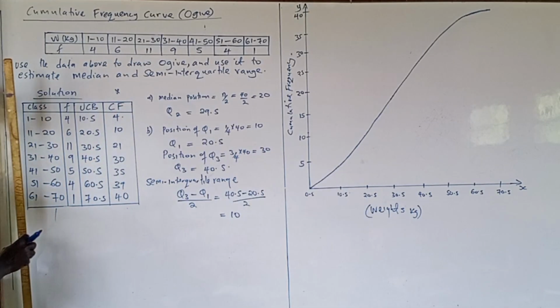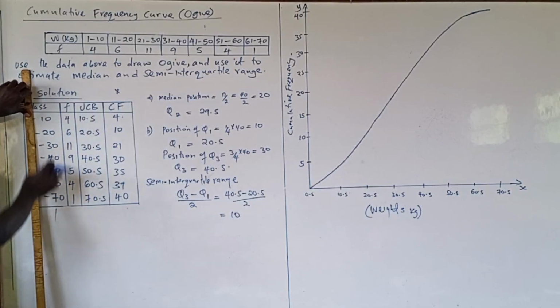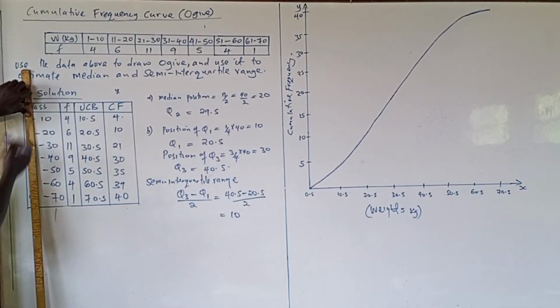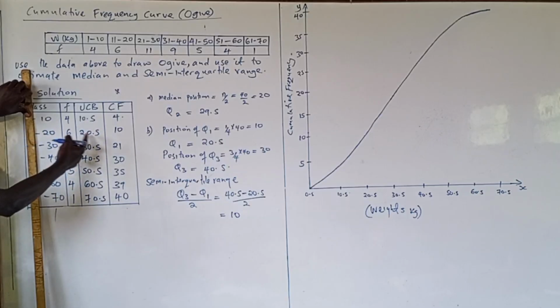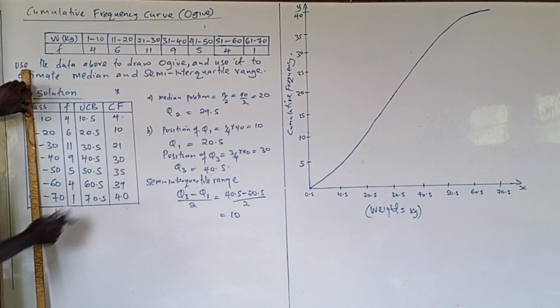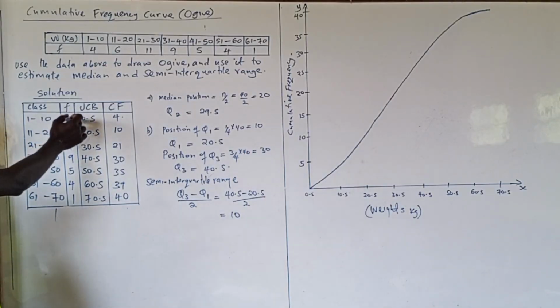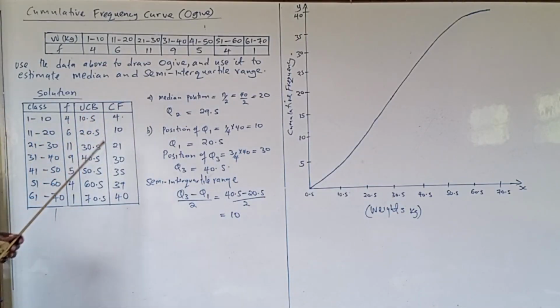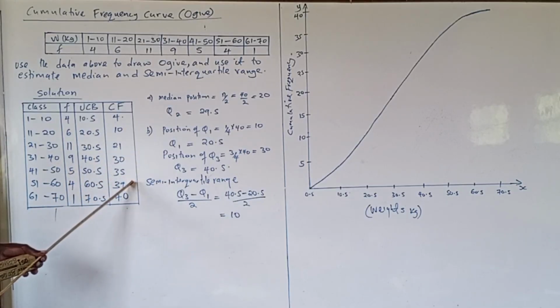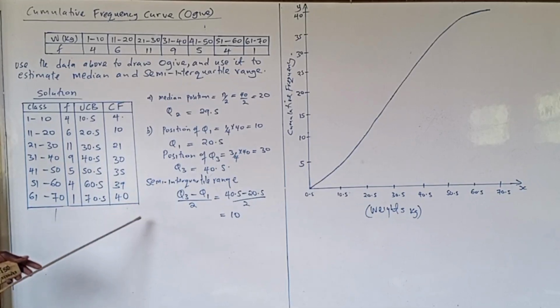So we get the upper class boundary, close this side, then you get these values: 10.5, 20.5, 30.5, 40.5, 50.5, 60.5, and lastly 70.5. Then you get cumulative frequency. You take the first frequency, which is 4. Then the second one will be 4 plus 6, 10. 10 plus 11, 21. 21 plus 9, 30. 30 plus 5, 35. 35 plus 4, 39. Then 39 plus 1, 40.